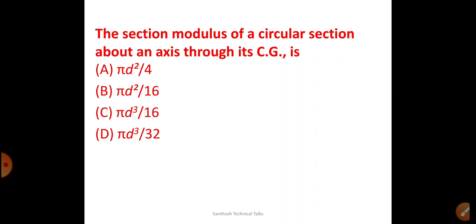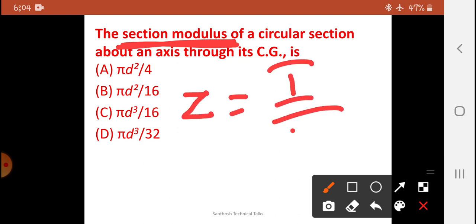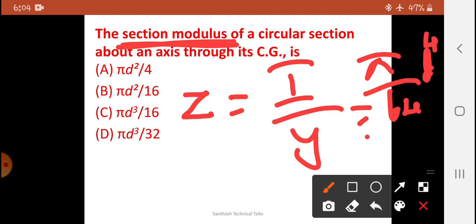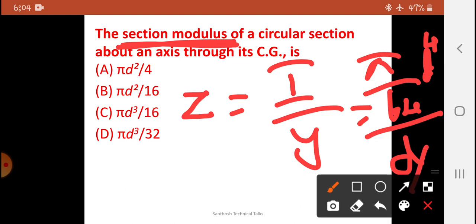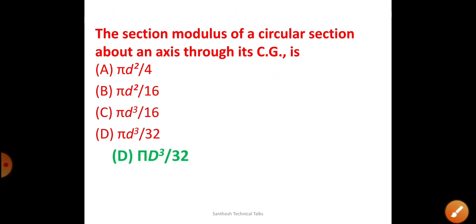The section modulus of a circular section about an axis through the CG is? Please make sure that this is called section modulus, not moment of inertia. Please make a note. Section modulus is equal to Z, that is I by y. I we know is pi by 64 d power 4, where y is d by 2. So the answer is pi d cube divided by 32.